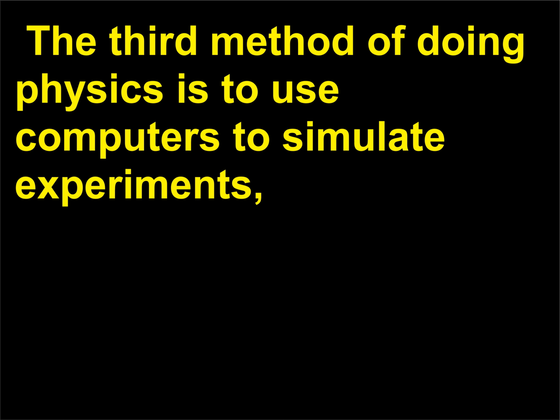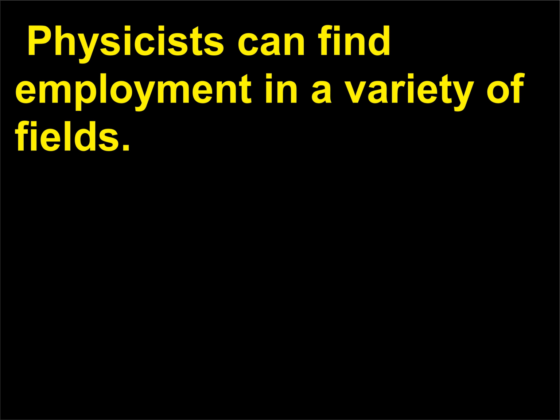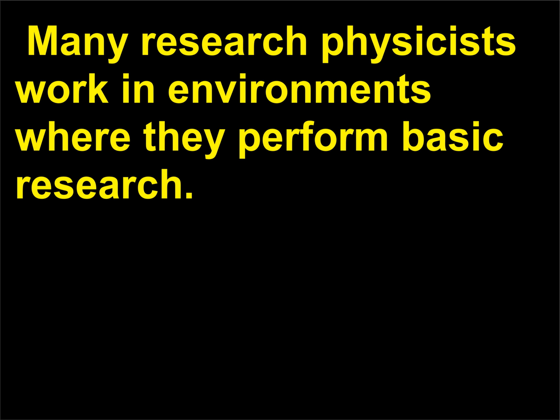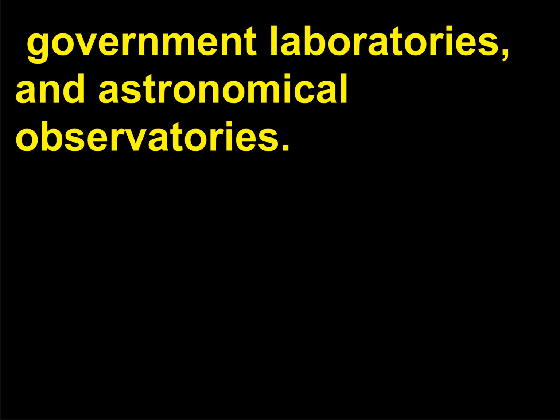The third method of doing physics is to use computers to simulate experiments, explore and extend theories, or make observations that cannot be done by the human eye. Physicists can find employment in a variety of fields. Many research physicists work in environments where they perform basic research. These scientists typically work in research universities, government laboratories, and astronomical observatories.